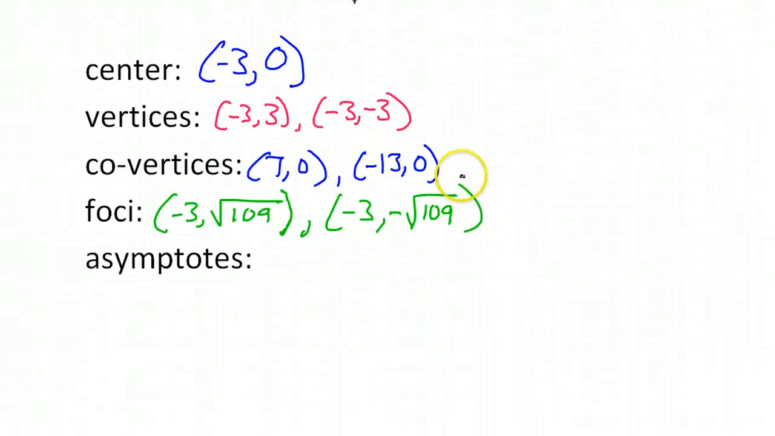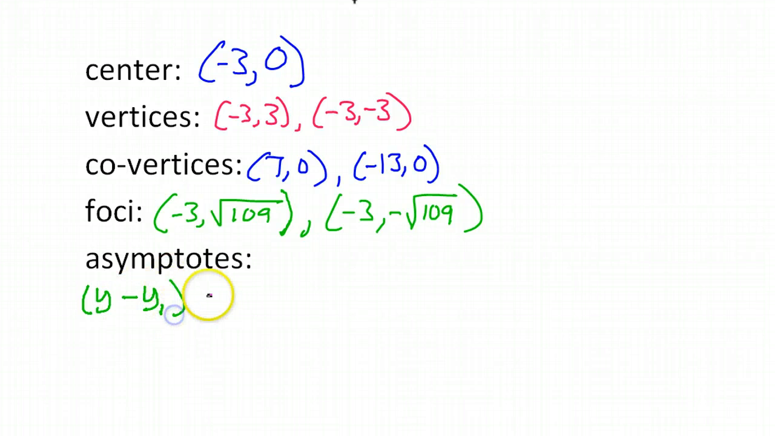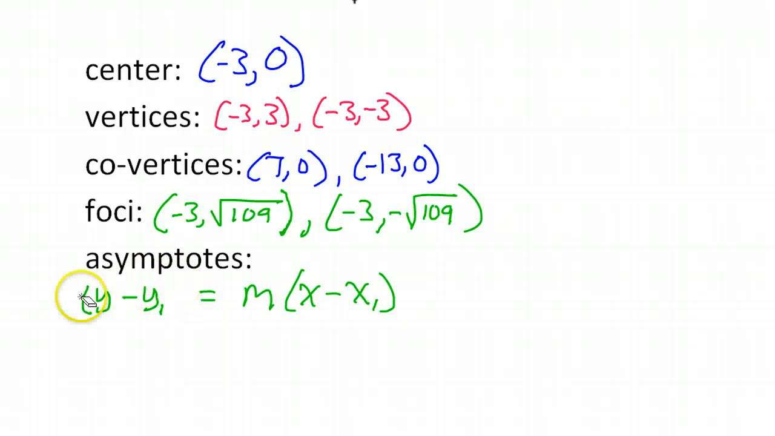Now for the asymptotes. The easiest thing to do is to use point slope form, which works like this. y minus y1 is equal to the slope times x minus x1. The y1 and the x1 are a point on the line. I don't know why I keep putting these parentheses in here. They're not needed at this point.